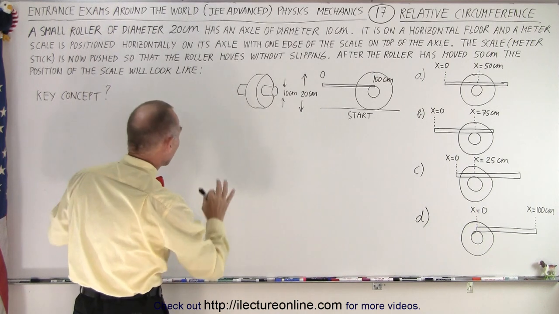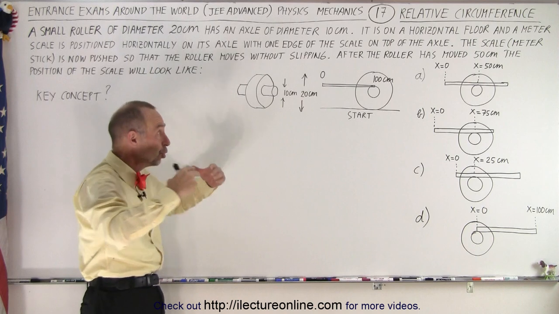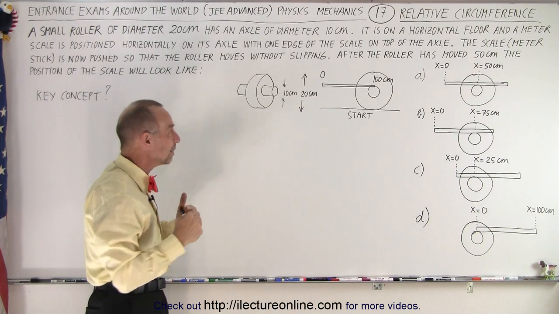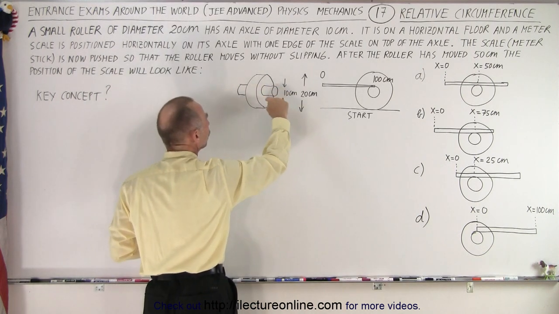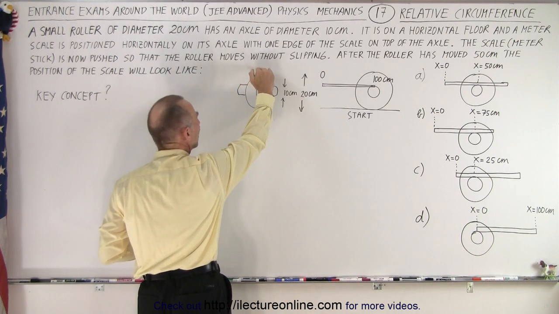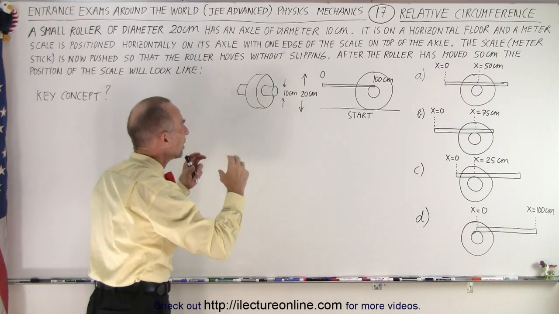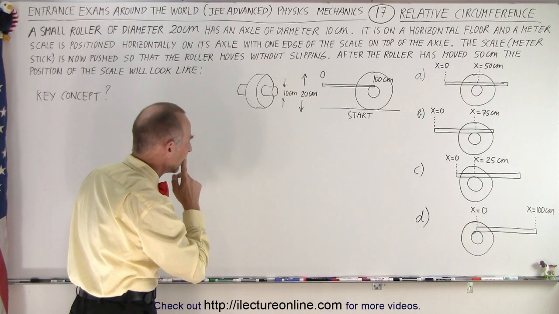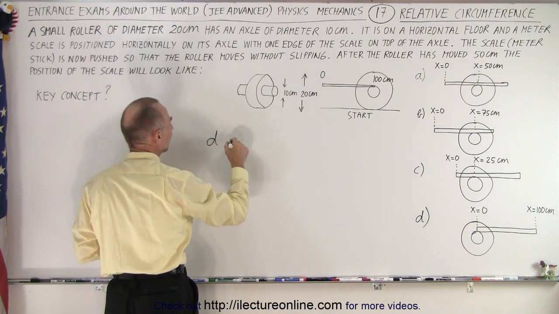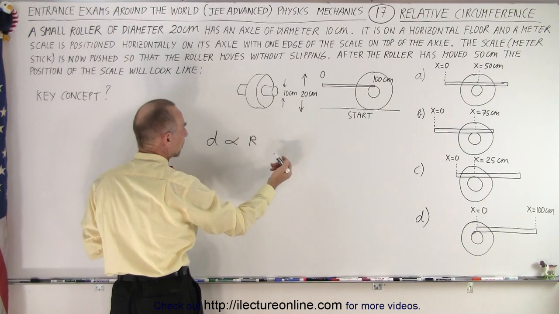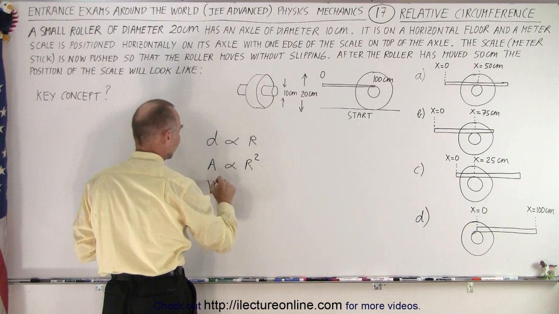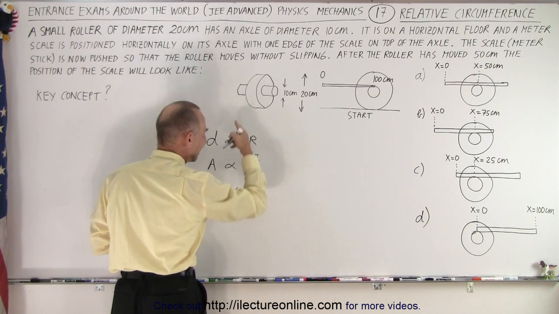But what is the key concept in this particular problem? Well, we have two cylinders, one with diameter of 10 centimeters, one with diameter of 20 centimeters. And what is the relative distance traveled by the surface of the wheel and the surface of the axle in the middle? So what we have to realize is that distance is proportional to the radius or the diameter. When we talk about surface area, that's proportional to r squared, and when we talk about the volume, that's proportional to r cubed. And this is the main concept.